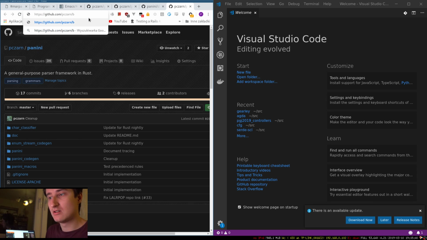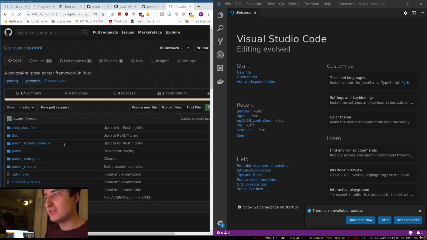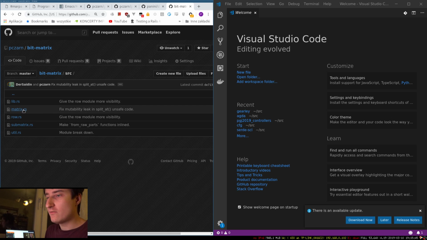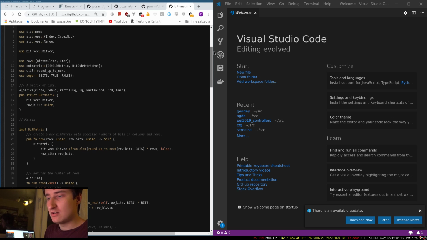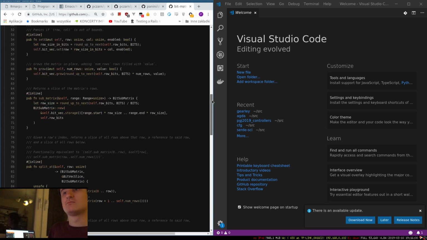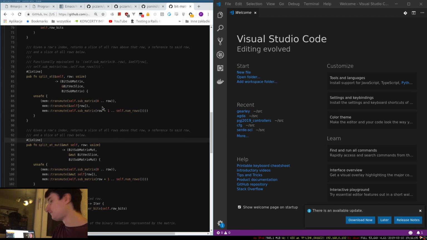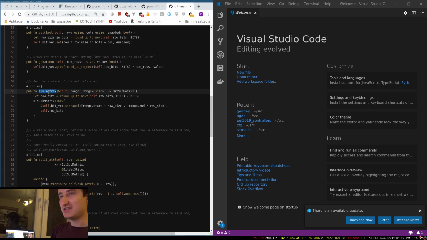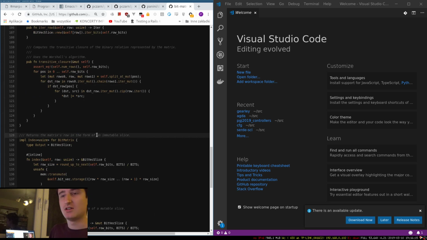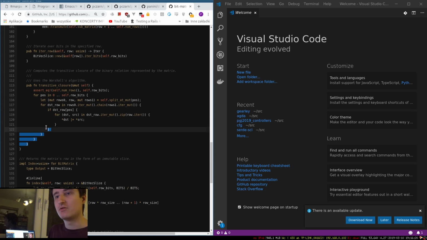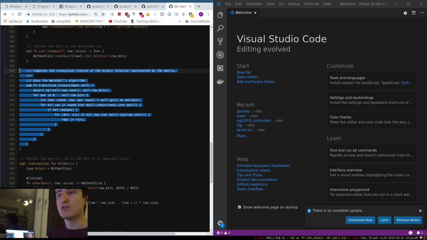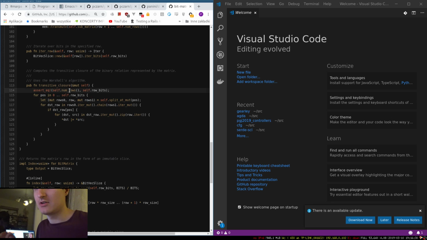Bit matrix is a little library for matrices where every row is a bit vector, which means that in every row and every column there are just bits, 0 or 1. You can slice them into sub-matrices or sub-vectors, of course, and the only tricky thing in this entire library, beyond getting views of parts of matrices, is the transitive closure, which uses the Warshall algorithm.